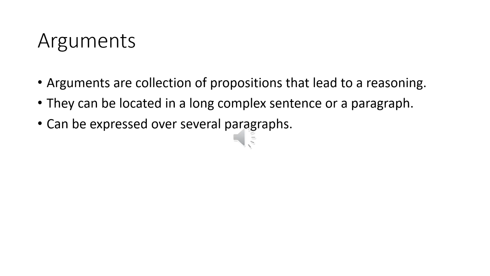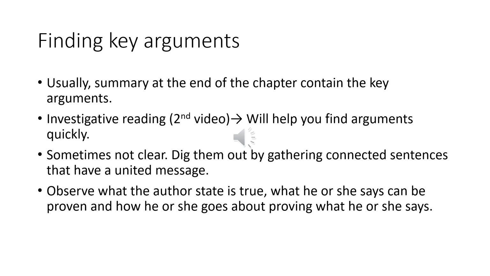The third unit of thought of a book are arguments. Arguments are a collection of propositions that lead to a reasoning. They can be located in a long complex sentence or a paragraph. They can also be expressed over several paragraphs. Usually, key arguments are located in the summary at the end of the chapter.